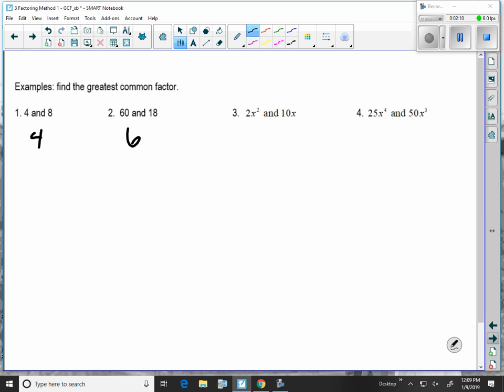So you kind of just play that game and figure it out. And as we do these more and more, you're going to get used to the numbers, and you'll get better at it. Okay? Now, let's add in a variable. Let's focus on the numbers first. What's the biggest number that goes into 2 and 10? 2. Okay? Now, I said it is the highest number and the highest exponent. So if we look here, this is an exponent of 2 and an exponent of 1. What's the biggest exponent that goes into both? 1. 2 doesn't go into both because this one doesn't have 2 in it. It only has 1. Does that make sense?